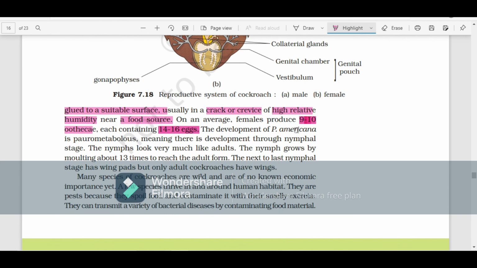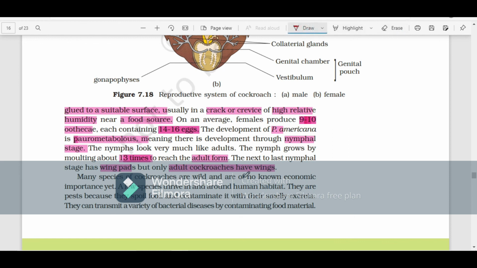Okay. So the development of Periplaneta americana is paurometabolous. P for paurometabolous, P for Periplaneta americana. Okay, so meaning that there's development through a nymphal stage. These nymphs look very much like the adults. The nymph grows by molting about 13 times. It undergoes molting 13 times to reach the adult form. The last nymphal stage has wing pads, but only adults have wings. So these wing pads don't help in flying, but the wings definitely do, and those wings are found in the adult stage only.